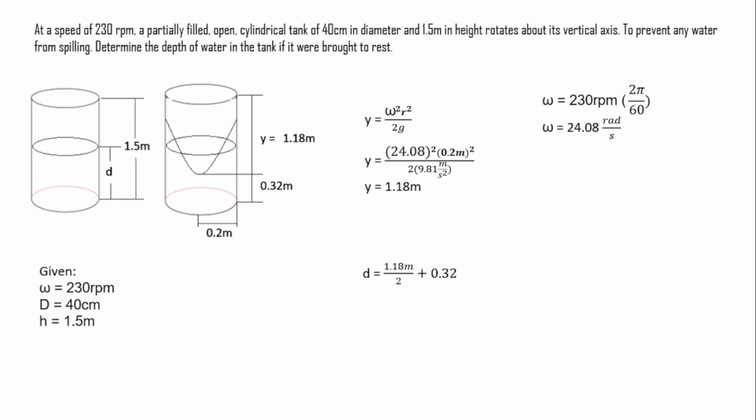We can calculate the depth by 1.18 meters divided by 2 plus 0.32 meters. And the depth is equal to 0.91 meters.